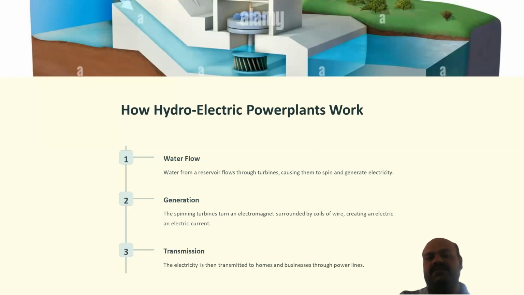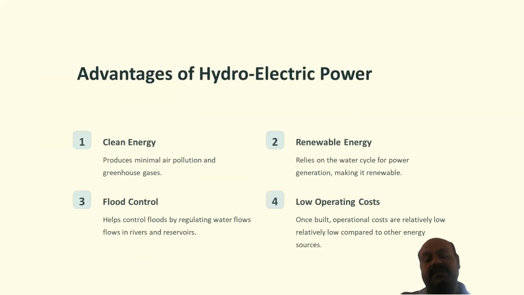So water from the reservoir flows through the turbines, causing them to spin and generate electricity. The spinning turbines turn an electromagnet surrounded by a coil of wires, creating an electric current. The electricity is then transmitted to homes and businesses through power lines. So this is how the hydroelectric power plant works, and it is clean energy, renewable energy, with flood control and low operating cost. It helps to control floods by regulating water flows in the rivers and reservoirs. That is a very important kind of flood control.